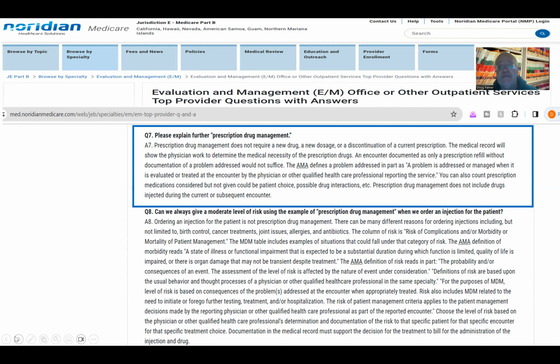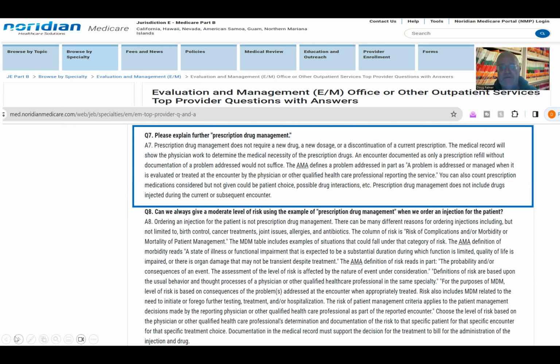Now, as you've seen in one or two of the other answers from other MACs, you can also count prescription drug medications considered but not given. And it describes why. It could be a patient choice.